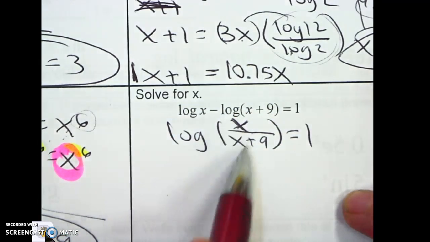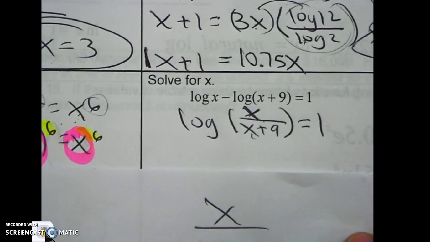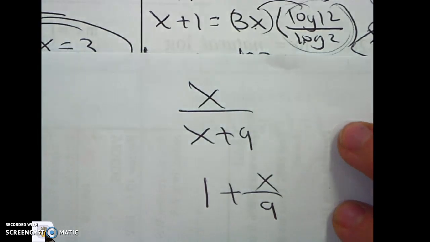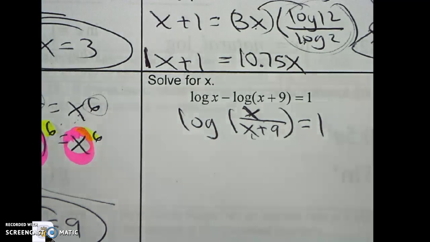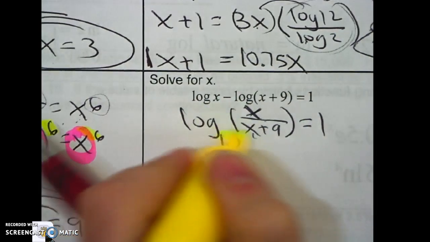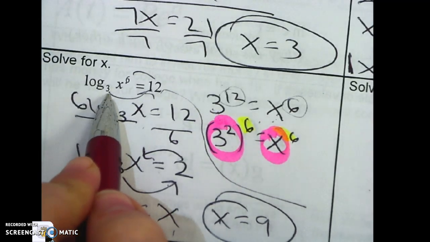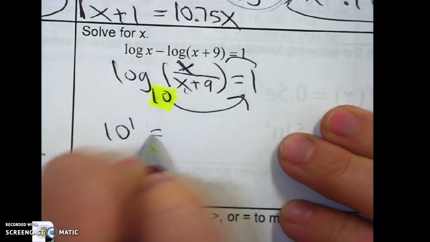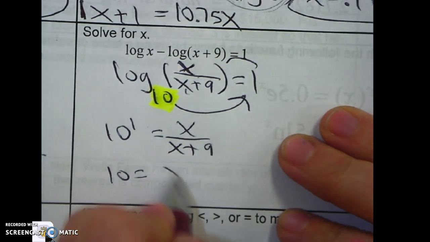Now, I can't do anything more, because if I tried to simplify this, so if I tried to go x over x plus 9 and simplify that more, that would be 1 plus x over 9. And that doesn't make my life any more simple. So there's nothing else I can do in log form. It's as simple as I can go. So as soon as I do that, I know it's in base 10 because I don't see a base. This one was in base 3, so no problem. This one didn't have a base, so it's base 10. Now boom, exponential. 10 to the first equals x over x plus 9. 10 to the first is 10.